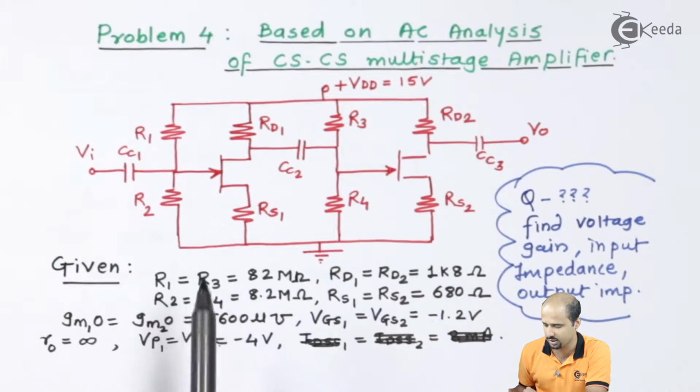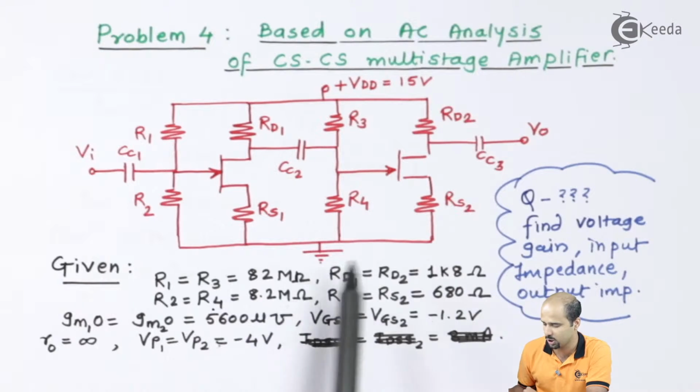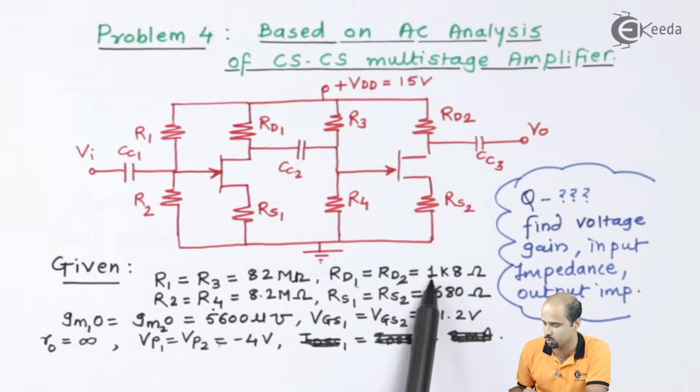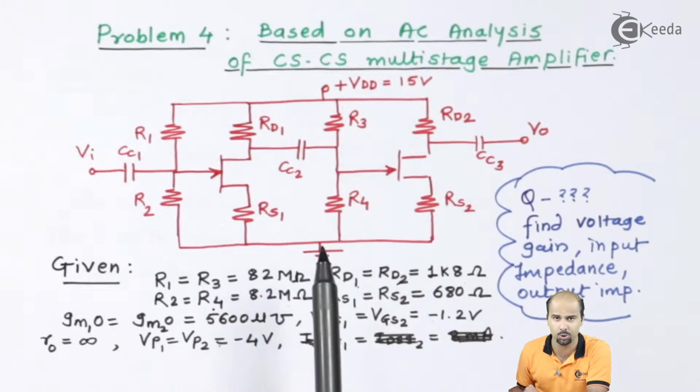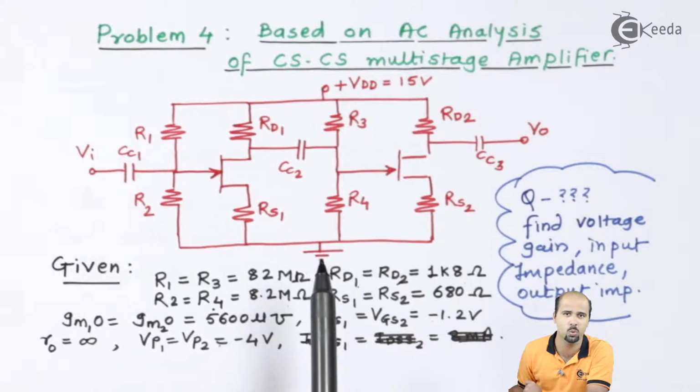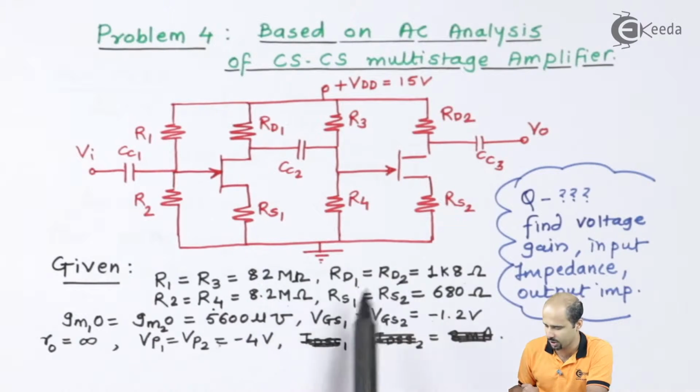R1 and R3 are same, having value 82 mega ohm. R2 and R4 having same value 8.2 mega ohm. RD1 and RD2 for both the stages drain resistance is 1K8. Here you should note that 1K8 is not a printing mistake. 1K8 means 1.8 kilo ohm. Okay, RS1 and RS2 is 680 ohm, which is having low value.